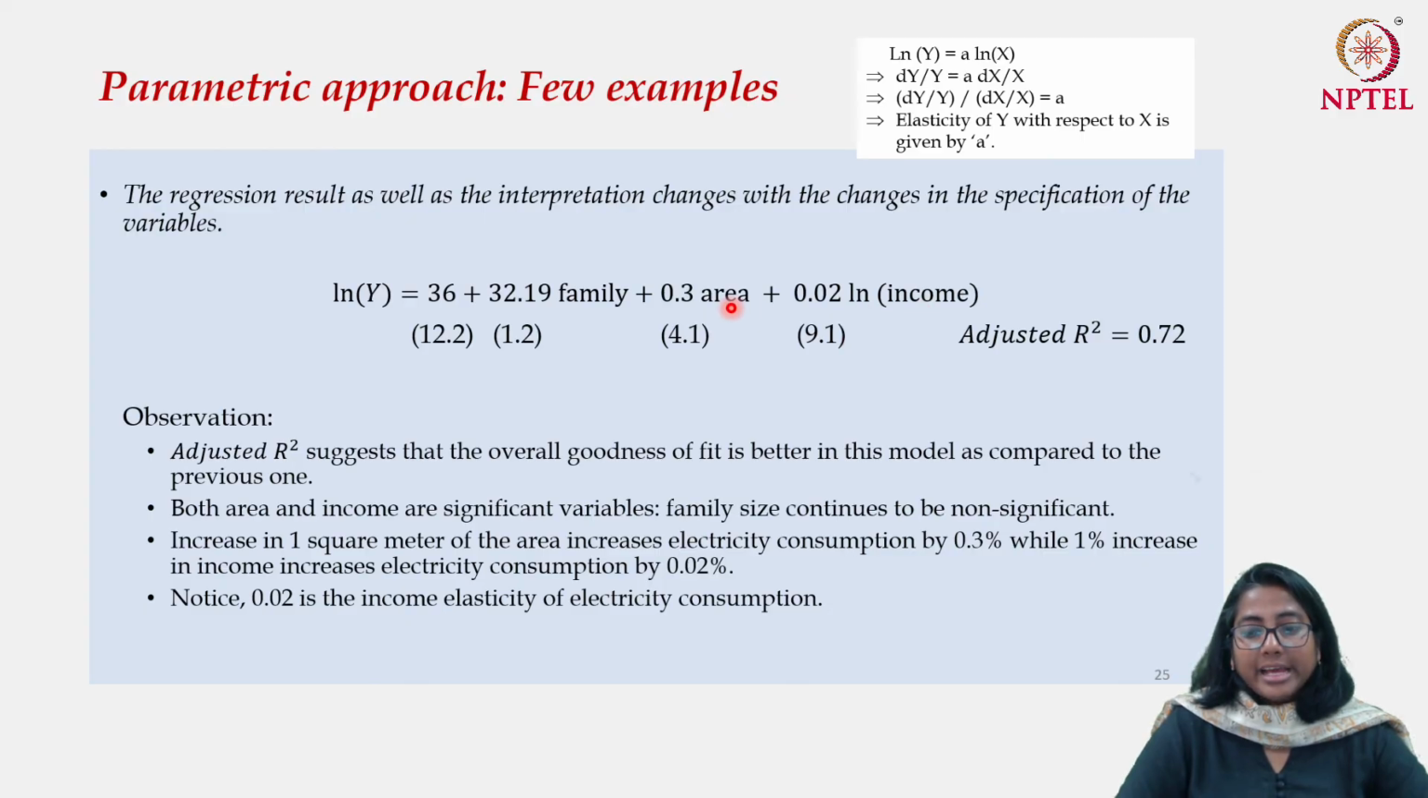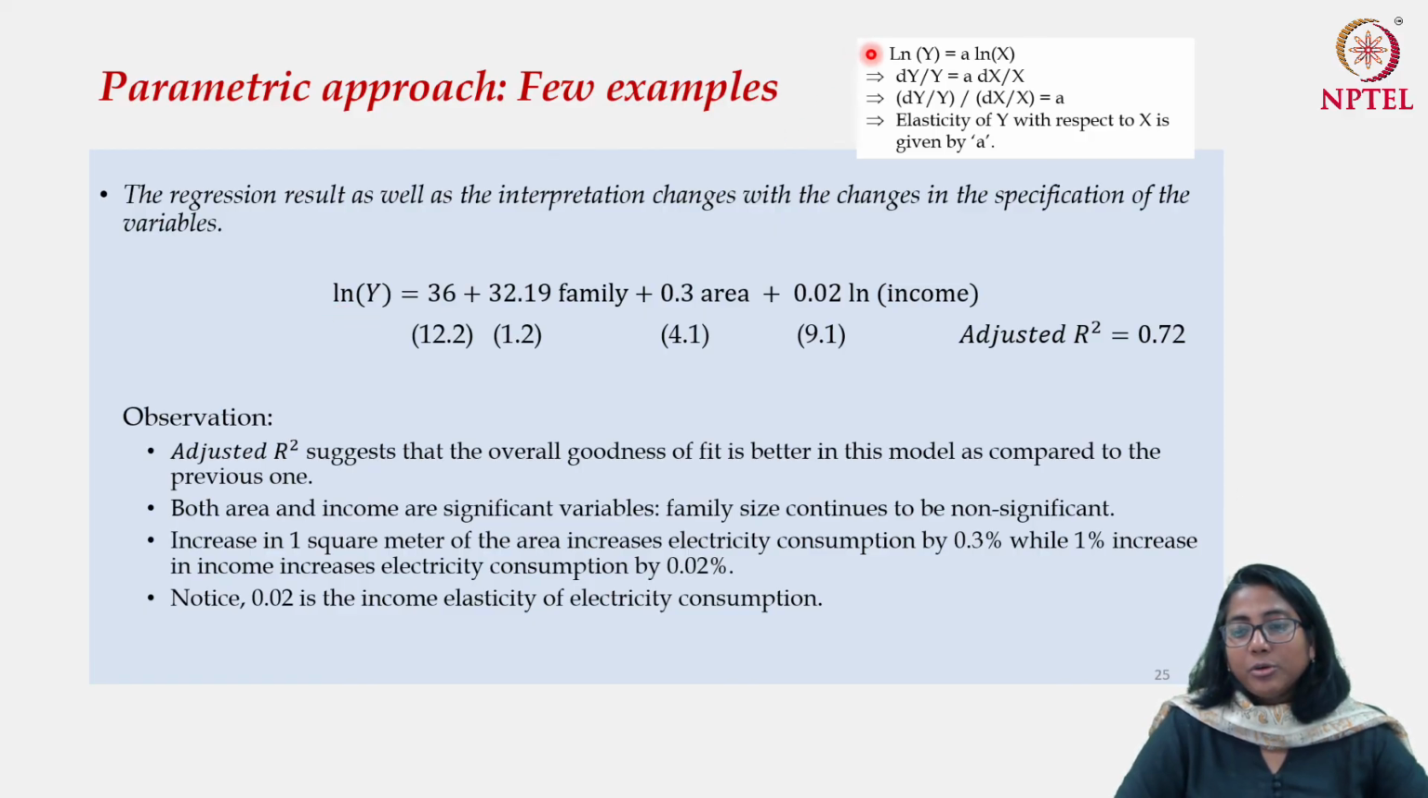So income and area, both these variables are now significant determinants of the energy consumption. And what else can we say? Here we can say that if area increases by 1 square meter, then per month energy consumption is going to go up by 0.3%. So notice here I am not saying that it's going to go up by 0.3 unit, but I am going to say it's going to go up by 0.3% because I am using the log value here. Why is it so?